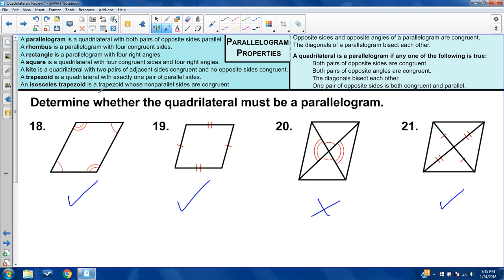Now, is it possible for any of these to be a rhombus, a rectangle, a square? Absolutely they could be, because in a rhombus, rectangle, and square, all of these are also true. But this is all about the must. It can be those things. These must be a parallelogram. This just must be a quadrilateral. I don't even know if it has to be any one of these, like I just drew before. So there you go, those four.